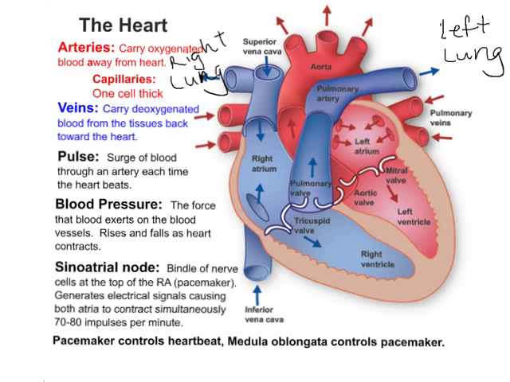Blood pressure is the force that the blood exerts on the blood vessels. It rises and falls as the heart contracts and relaxes.